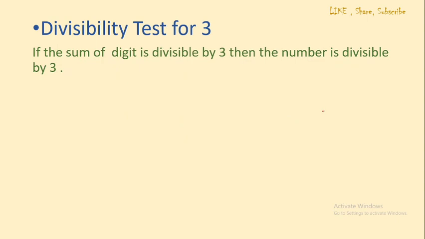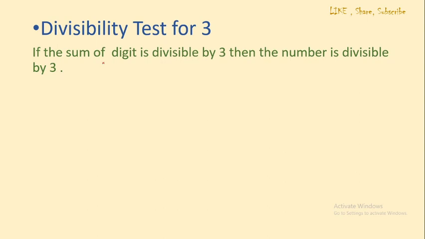The divisibility test for 3. Now, I have purposefully taken 2, 4, 8 together. Why? Because for 2, 4, 8 the divisibility test is the same. Similarly, for 3 and 9 the divisibility test is nearly the same.